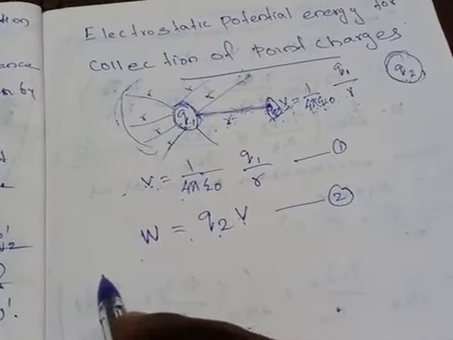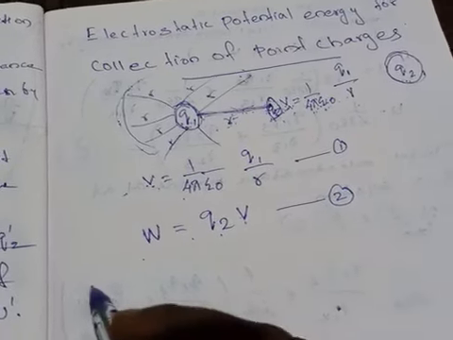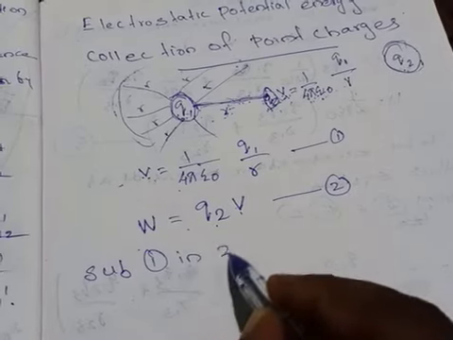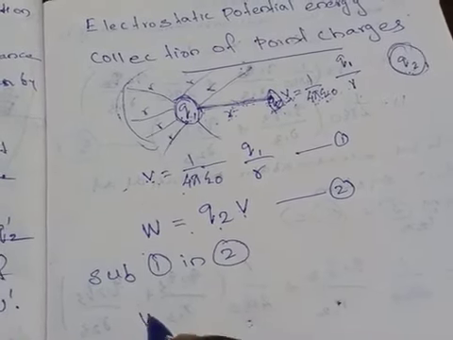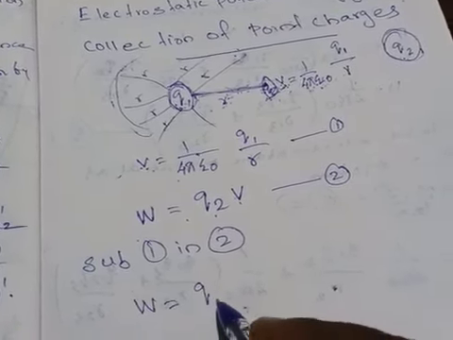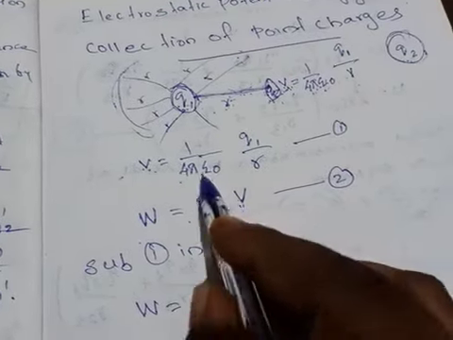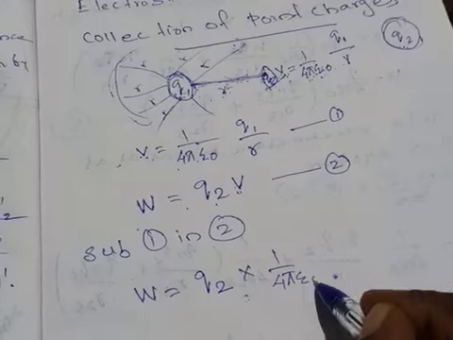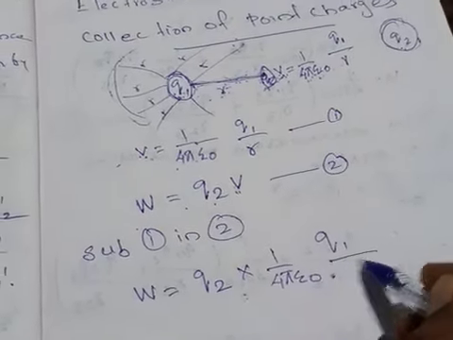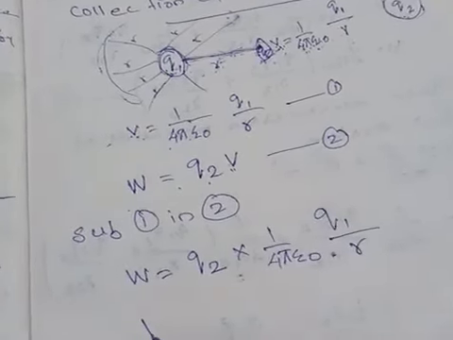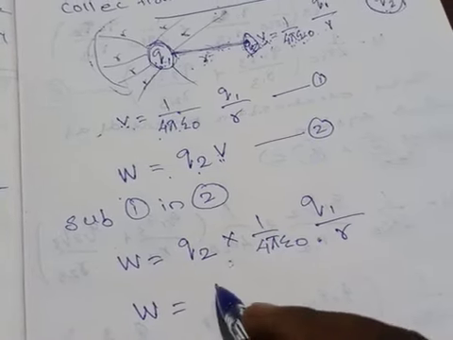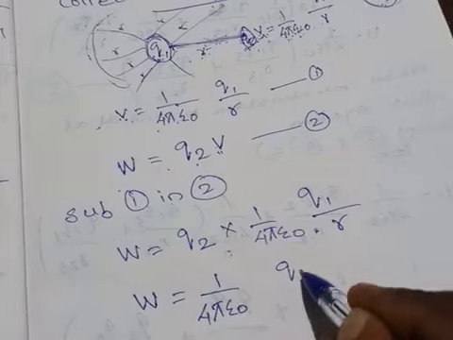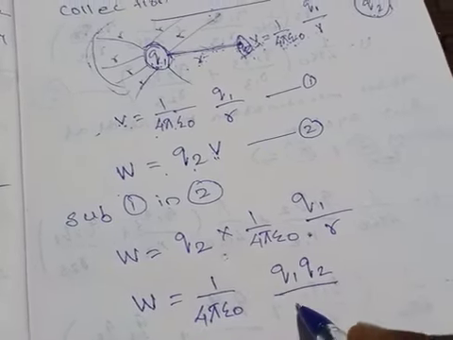Now substitute equation 1 in 2. So what we will get, W is equal to Q2, instead of this V, substitute this one, into 1 by 4 pi epsilon 0 Q1 by R. So you can write this equation, W is equal to 1 by 4 pi epsilon 0, I am taking, Q1 Q2 by R.